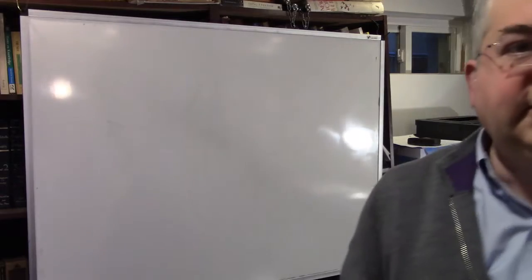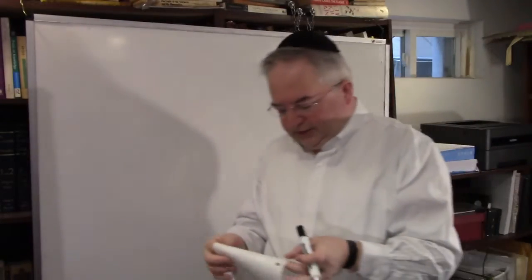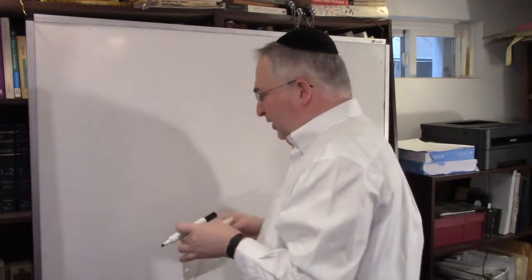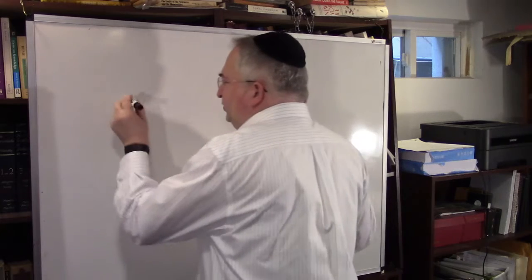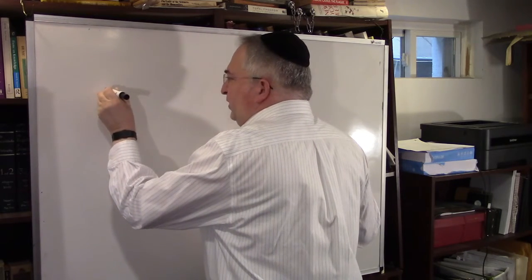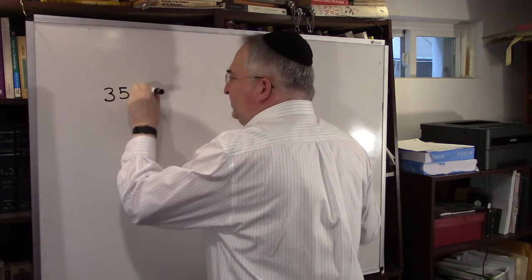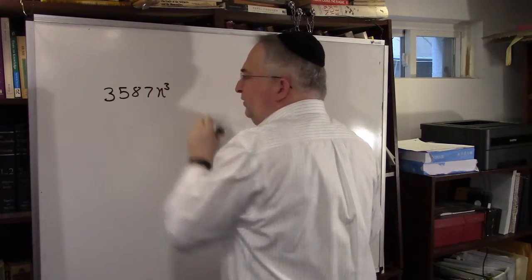Let's work out some nice examples. Okay, so that's enough theory. Now let's get into real life examples. Okay? And the idea is as follows. Let's just go through this. Take the function 3,587 n to the third.